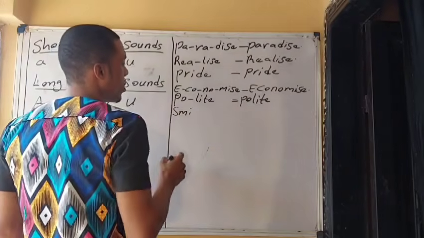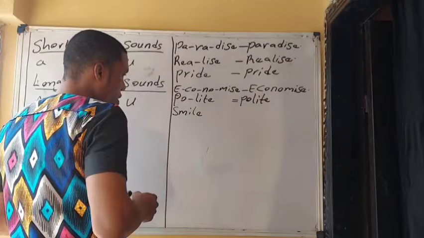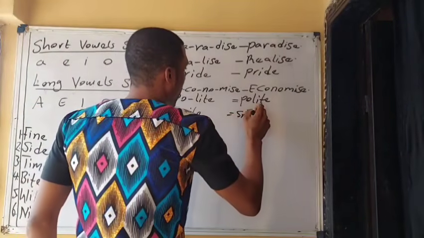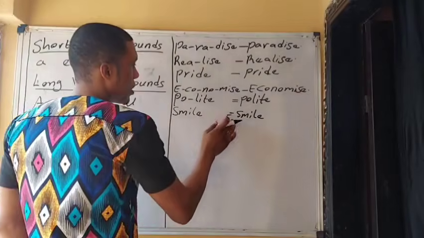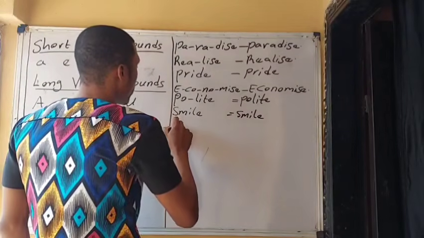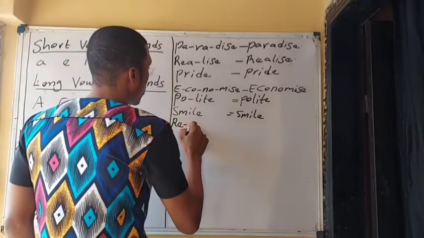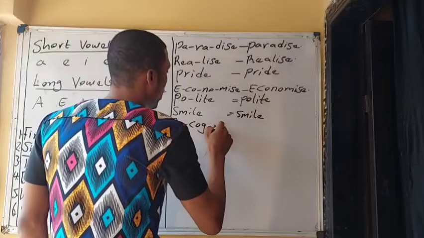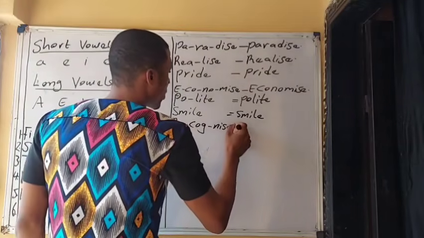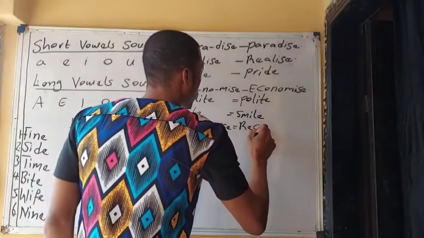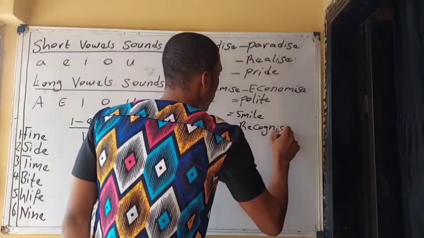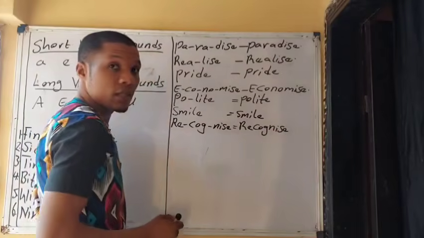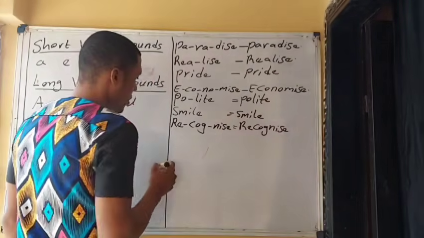Next, we have SMI is me. But if you add LE, it becomes what? Smile. Is that clear? Smile. Next, we have RE is re. This is cog. If I add G to cog, then we have nize. If we bring it together, we have recognize. Recognize. Is that clear?